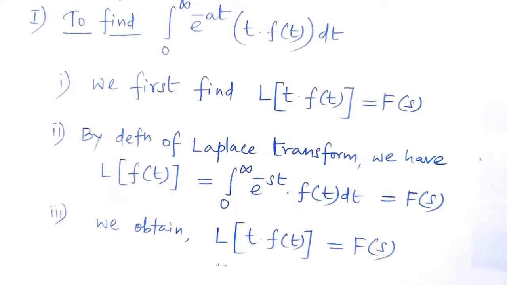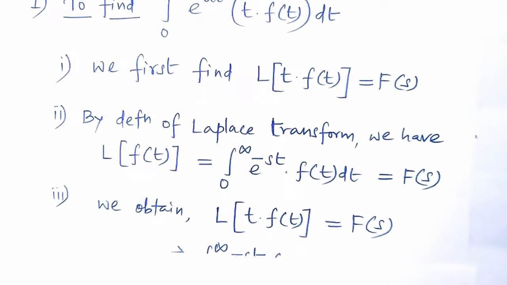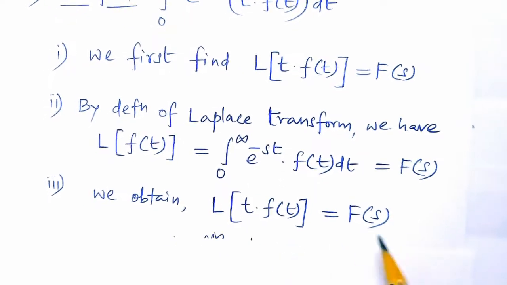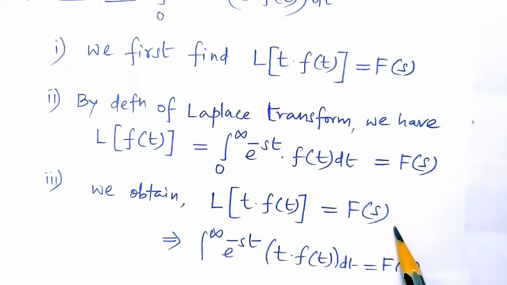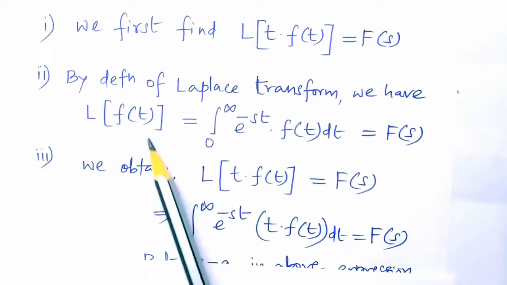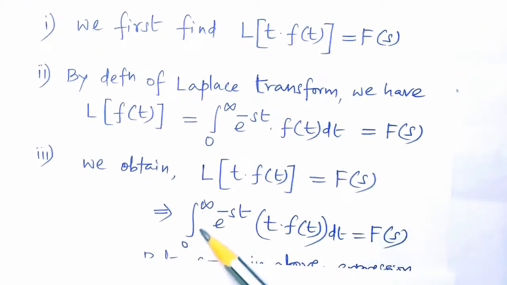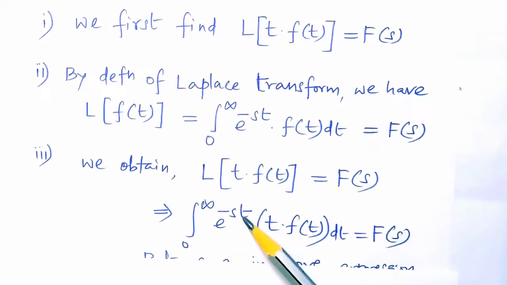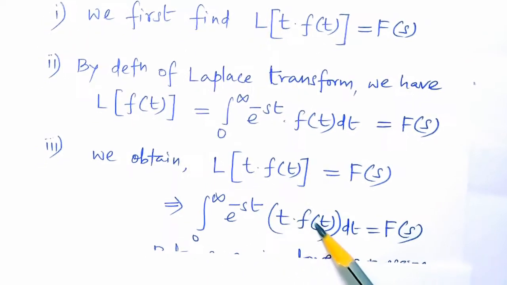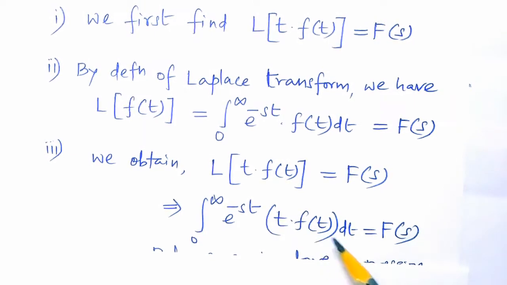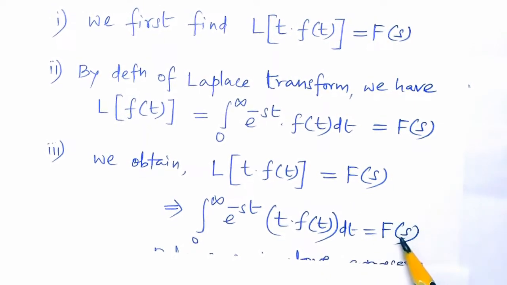Here we obtain Laplace of t times f of t equal to F of s, and by using the above definition, it is the integral between 0 to infinity of e to the power of minus st, and this is our f of t, that is t times f of t dt, which is equal to F of s.